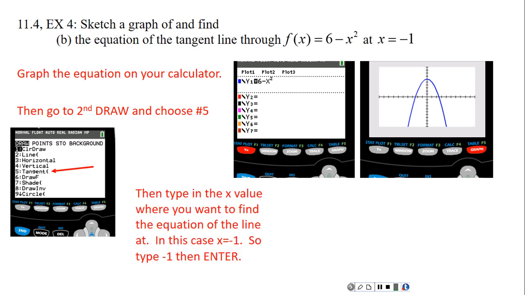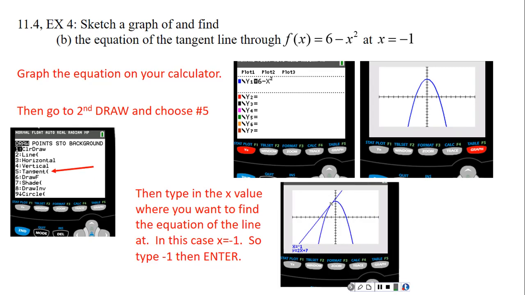Okay. When you hit enter, it'll look like nothing's happened, and that's because nothing has happened. You haven't told it where to draw it yet. So once you hit enter, you have to then type the x value where you want to find the equation of the line. In this case, it's -1. So you want to type -1, enter. And it will draw the line for you. And at the bottom of your screen, it'll tell you the equation. So it draws the equation of a tangent line.